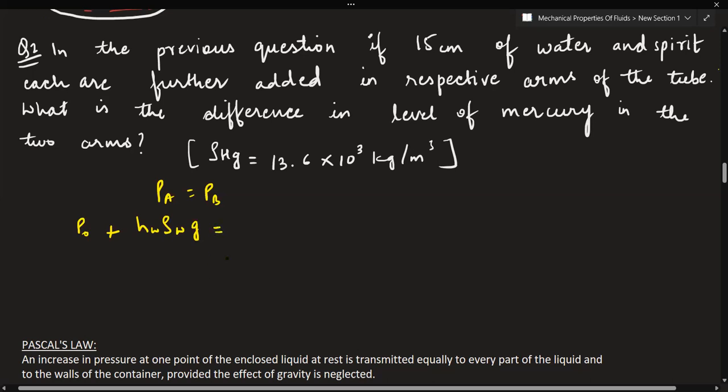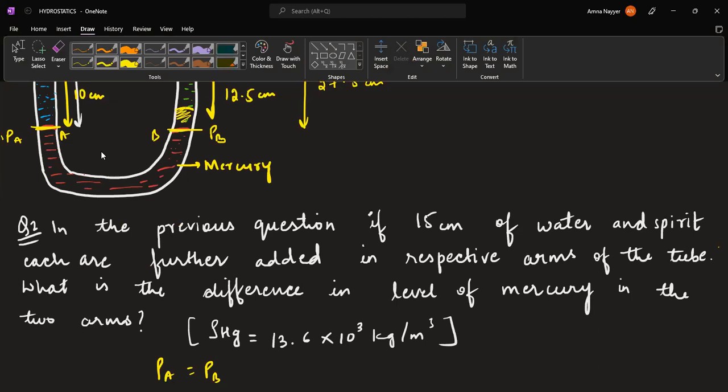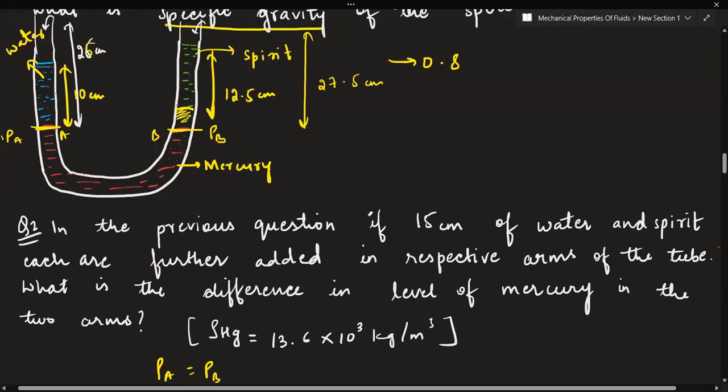Now let us take the right hand side. Now see, in the right hand side, the Mercury side has risen up. So when you're considering this point B, now not only spirit is there, but we have Mercury also. So there would be height of this Mercury column as well, which we have to calculate. We have to find this difference in the level of Mercury in the two arms.